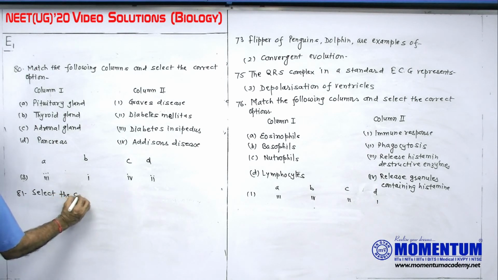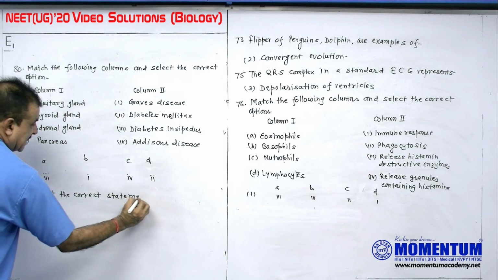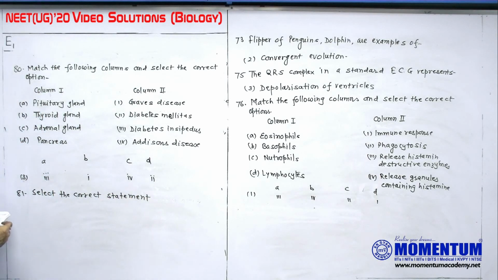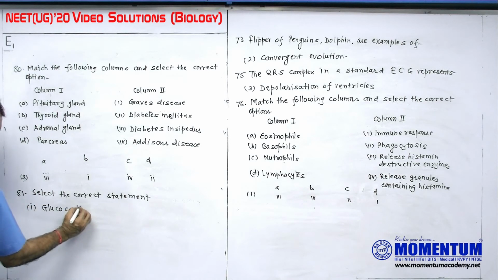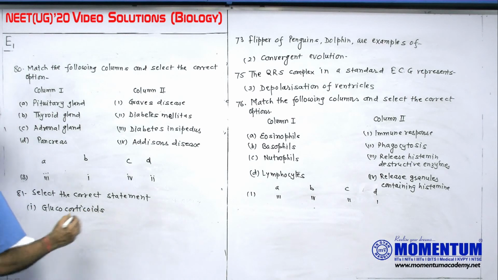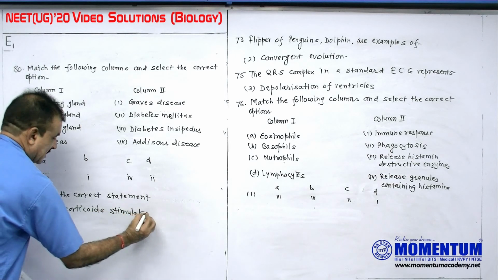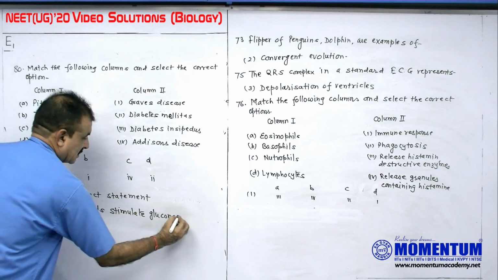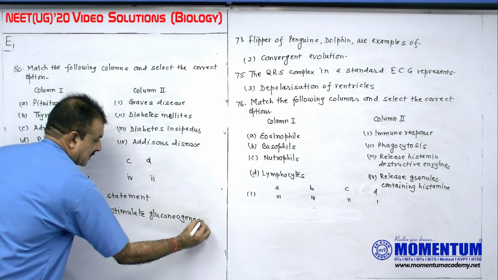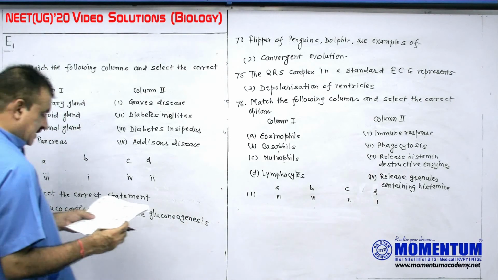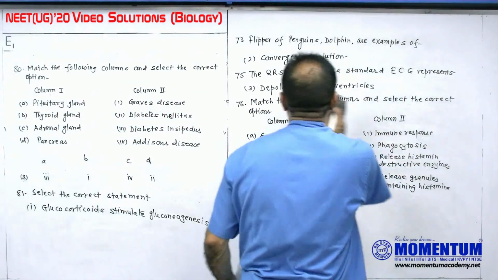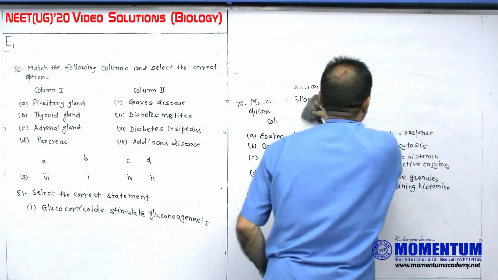Select the correct statement. That is, glucocorticoids stimulate gluconeogenesis. That is 81.